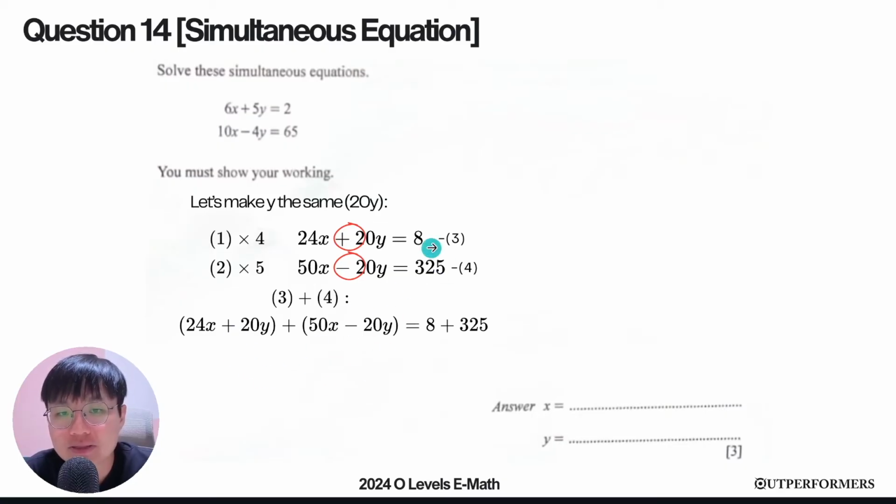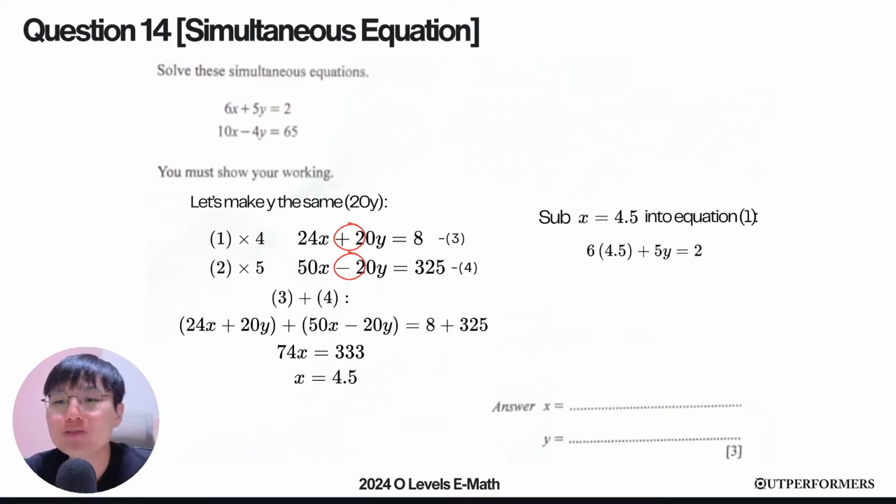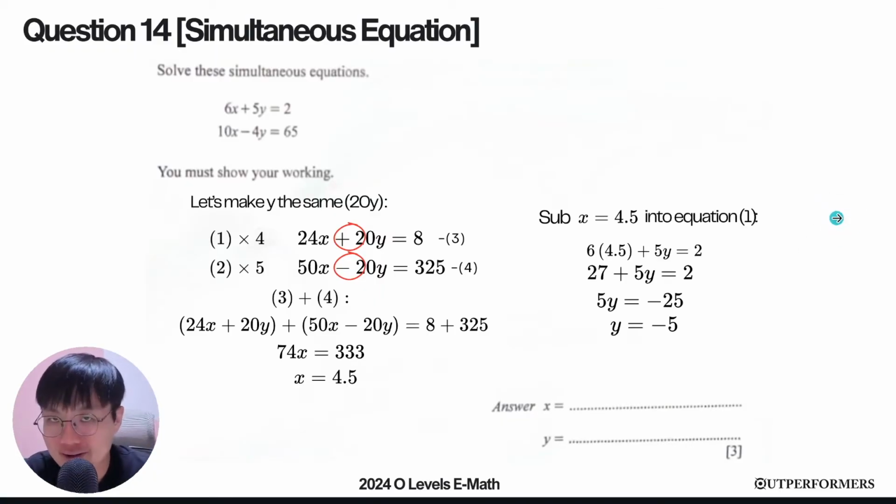this plus this equals 8 plus 3 to 5. Okay, so 20y is gone and I'm left with 74x equals 333. And I'll be able to solve for x. And with the value of x, I will be able to substitute it in to find my value of y. Okay, so we have it over here. x is equal to 4.5, y is equal to -5.